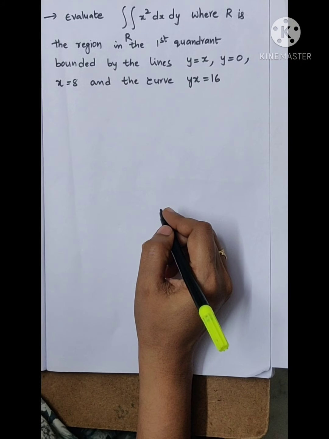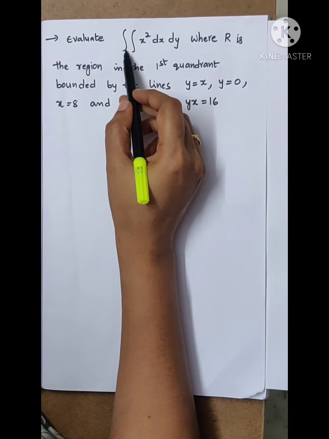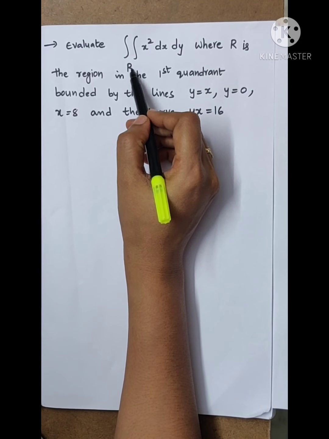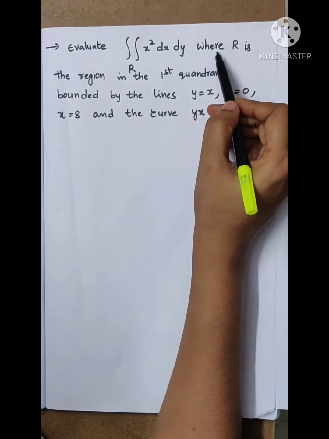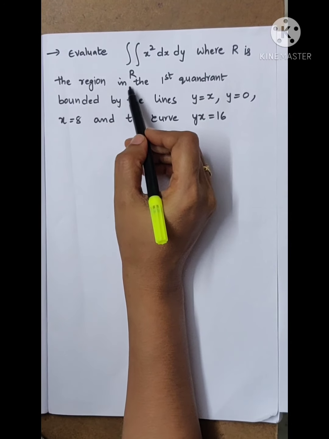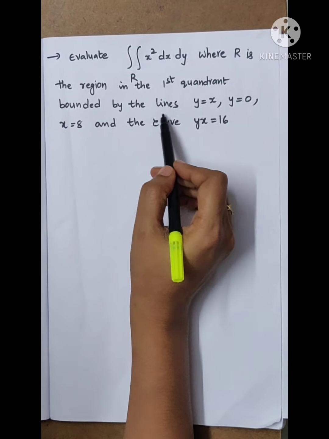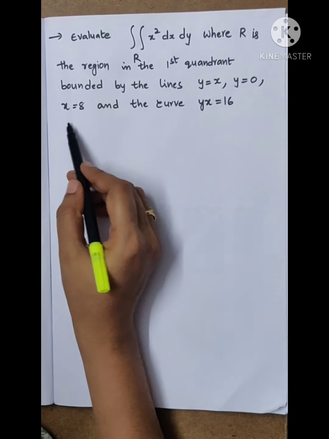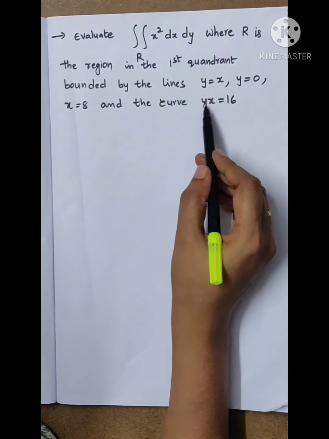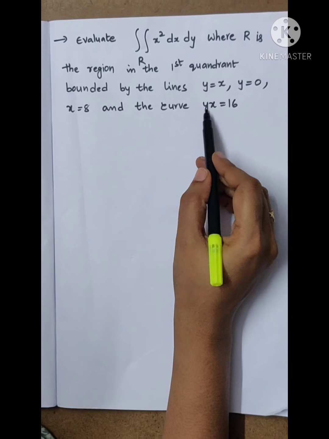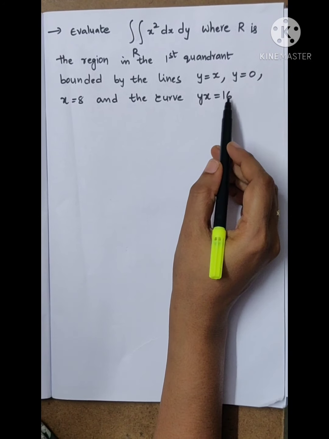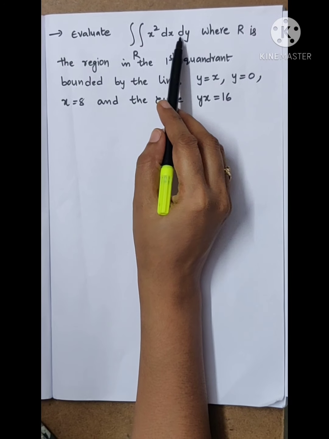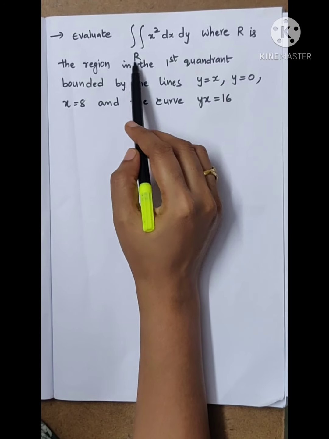Here the problem is to evaluate the double integral of x squared dx dy over the region R, where R is the region in the first quadrant bounded by the lines y equal to x, y equal to 0, x equal to 8 and the curve xy equal to 16. So we have to evaluate the double integral of x squared dx dy over the region R.